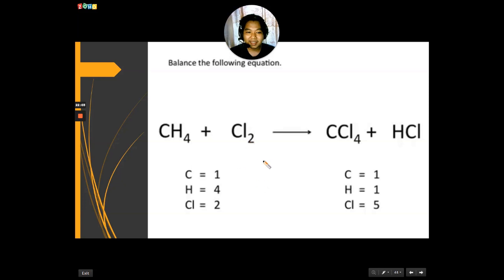Now, the next thing to do is very simple. Locate the element that is not balanced. In this case, carbon is equal, hydrogen is 4 and 1. I cannot reduce the number of my hydrogen here, but I can increase the number of hydrogen on the other side. To do that, I have to multiply. I need my 1 to become 4, so I'll add 4 here, and this will give me 4 balanced out.